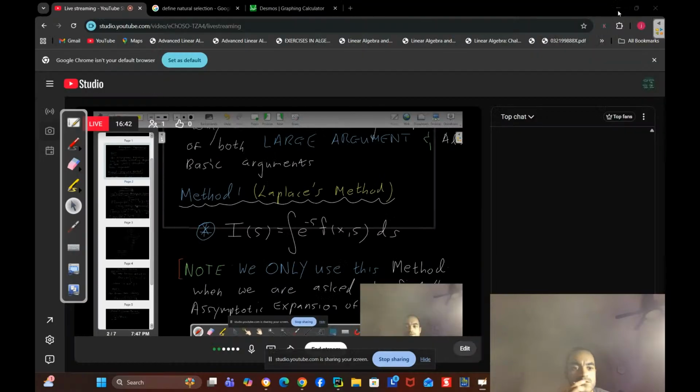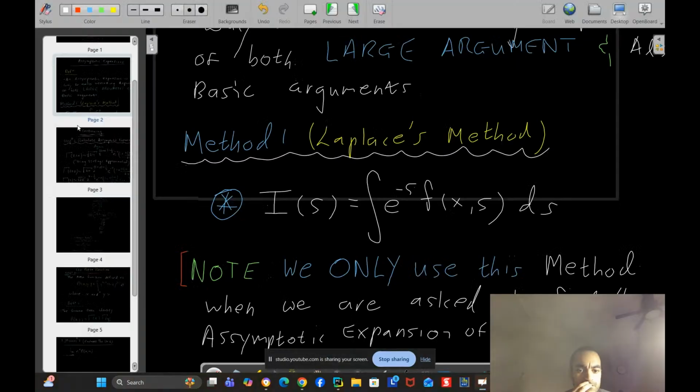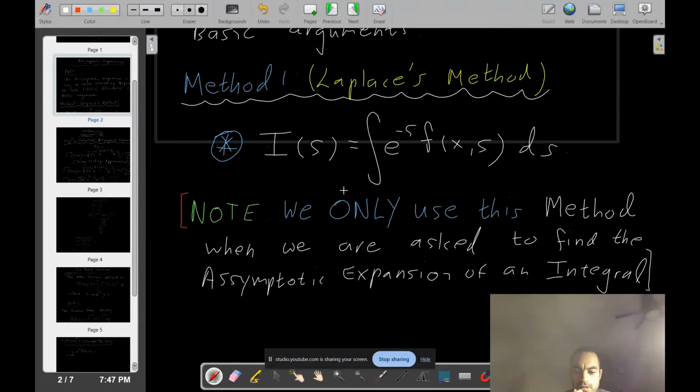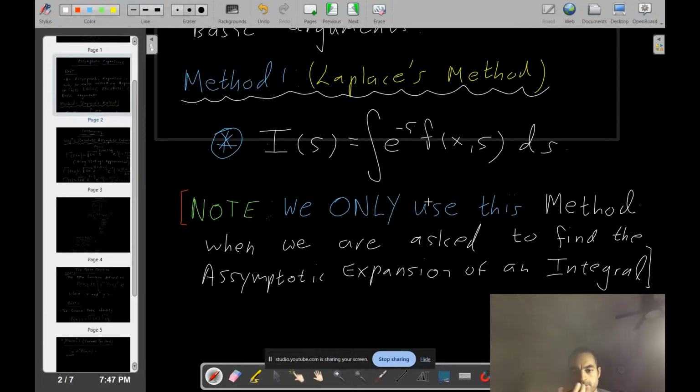Any questions? Okay, so that's when we're looking for an asymptotic expansion of an integral. We're going to use this approach. Quite often, we may need to use integration by parts or some other way to make the integral more friendly or simplified. So that was note number 1. Note number 2, maybe.